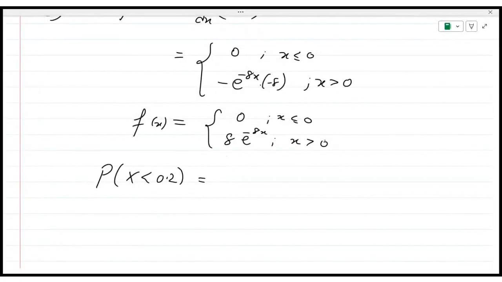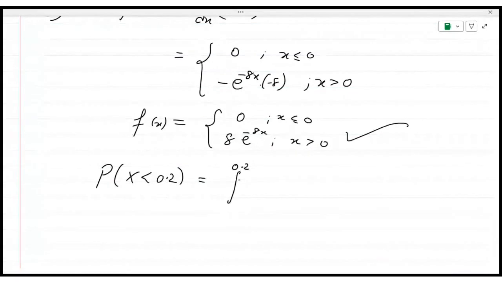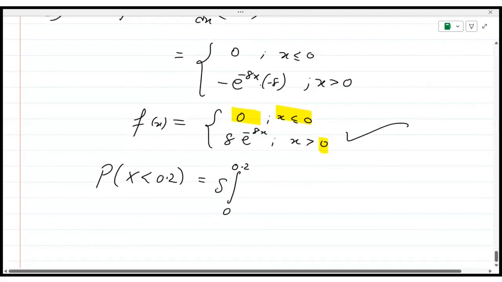Now PDF, we have first found the PDF from the CDF. Now how do we find the probability from PDF? By doing the integration. Integration for which values? Which are less than 0.2. So maximum value is 0.2. Now which values are less than 0.2? Because this function is 0 for the negative values, the minimum value is 0. Okay. So you have to do integration from 0 to 0.2 of 8 e power minus 8x with respect to x.